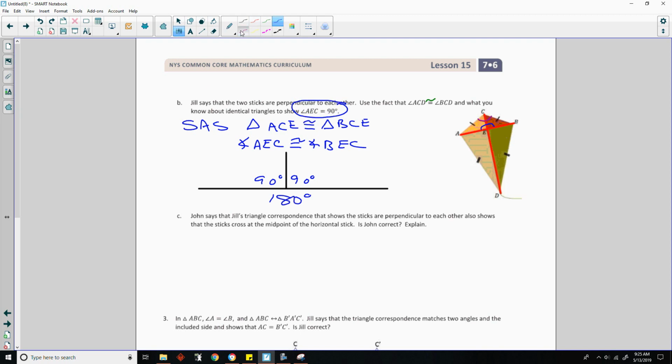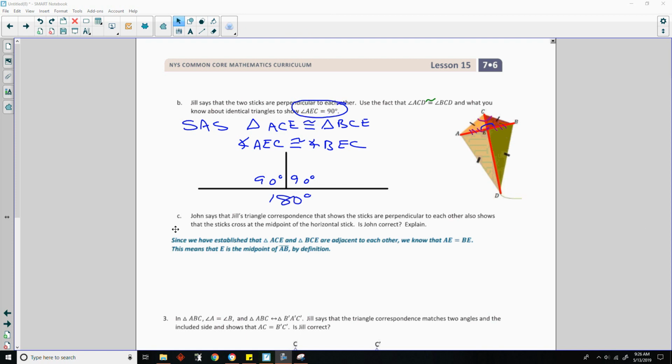Part C. John says that Jill's triangle correspondence that shows the sticks are perpendicular to each other also shows that the sticks cross at the midpoint of the horizontal stick. Is John correct? Explain. So now what he is saying is this point here is the midpoint of AB. Is he correct? Well, yes, he is, because if these two triangles are congruent, then AE has to be congruent to BE.